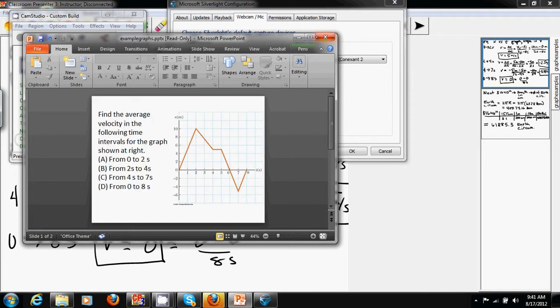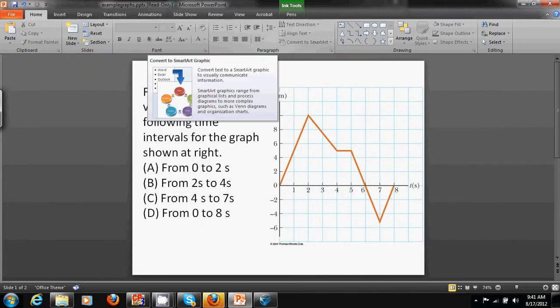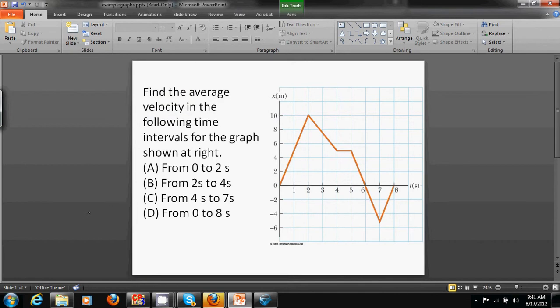Let's do this one. Okay, so what we're going to do is find the average velocity in the time intervals shown there for that graph. It's an x versus t graph, a position versus time graph, and you want the velocity. So you want the velocity between these two time intervals here, here, here, and here.